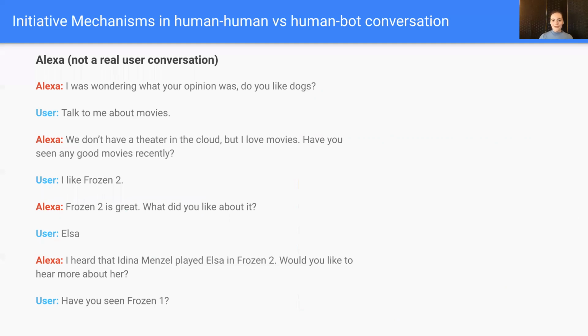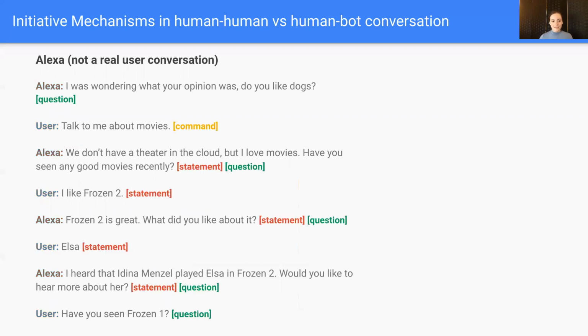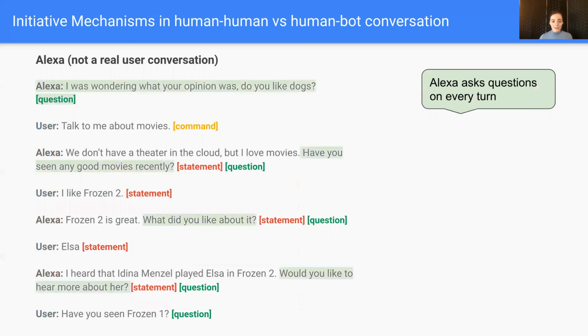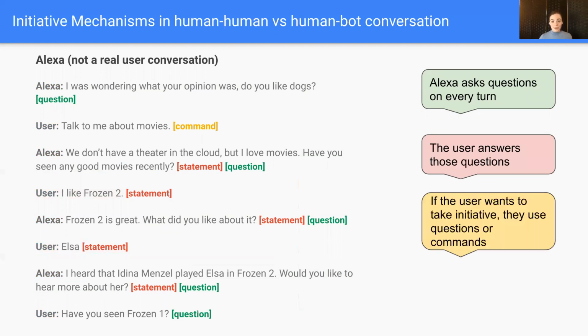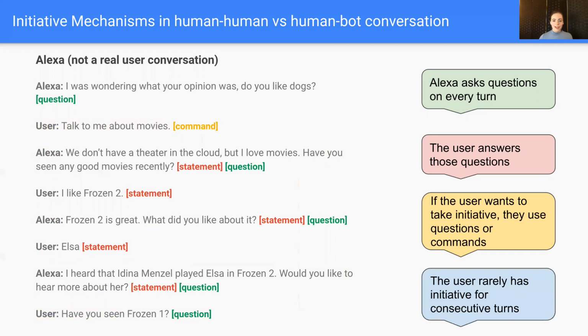With that in mind, when we look at the mechanisms of user initiative in human-bot conversation, we see a pattern in the dialogue acts. The bot is asking questions on every turn. The user is answering those questions, generally with statements. If the user wants to take initiative, they do so by asking a question or giving a command. And because the user has limited mechanisms for taking initiative, they rarely have it for consecutive turns.